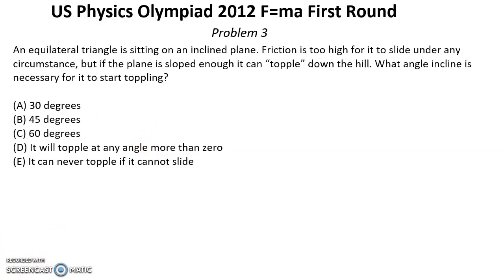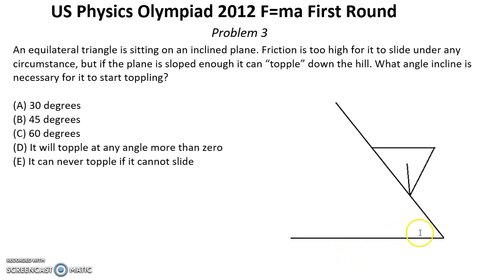Problem number 3. An equilateral triangle is sitting on an inclined plane. Friction is too high for it to slide under any circumstances, but if the plane is sloped enough, it can topple down the hill. What angle incline is necessary for it to start toppling? Solution. Let's check this picture.